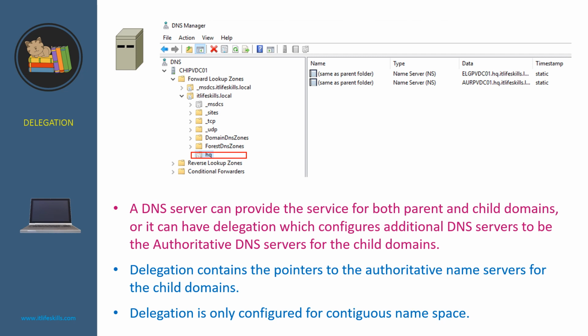hq.itlifeskills.local. In the delegation, it configures two additional DNS servers, HPVDC01 and OutPVDC01, as the authoritative DNS servers for the child domain. As you can see, delegation contains the pointers to the authoritative name servers for the child domains, and delegation is only configured for contiguous namespace.